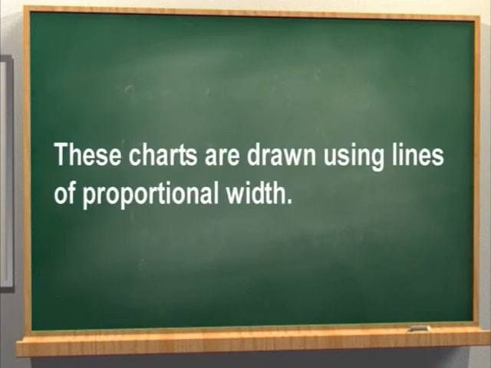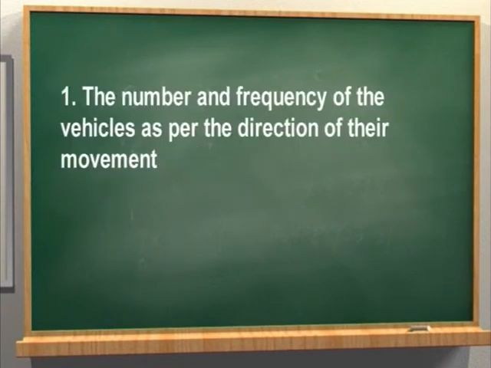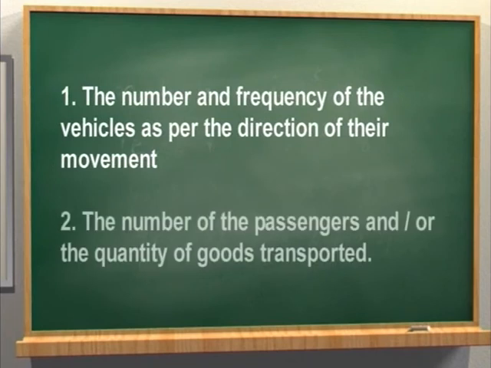These charts are drawn using lines of proportional width. Many government agencies prepare flow charts or flow maps to show density of the means of transportation on different routes. The flow maps or charts are generally drawn to represent the types of data as given below. 1. The number and frequency of the vehicles as per the direction of their movement. 2. The number of the passengers or the quantity of goods transported.